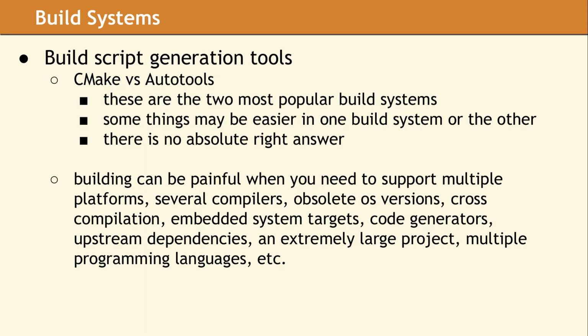The two most popular build systems in use today are CMake and AutoTools. They definitely have their advantages and disadvantages, but keep in mind that the process of building is extraordinarily complex, and in any given project, one may have a significant advantage over the other. This means there is no right answer choosing between CMake and AutoTools. There is just what fits best in your scenario.